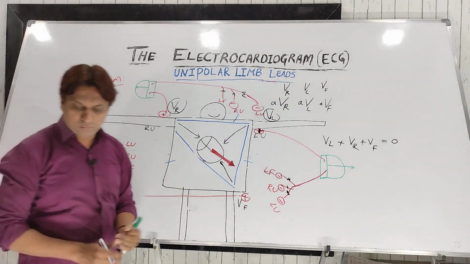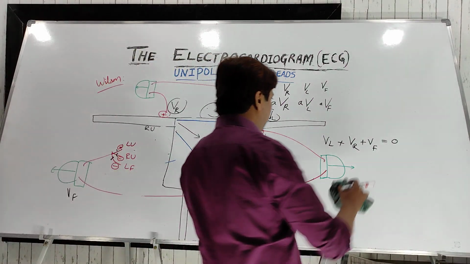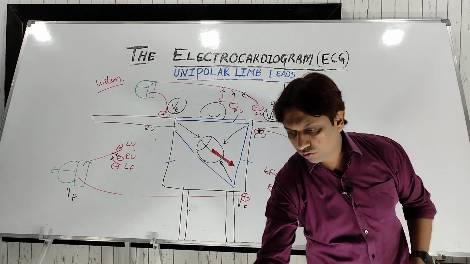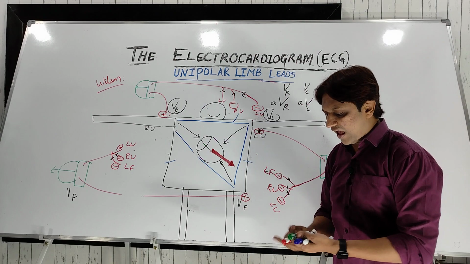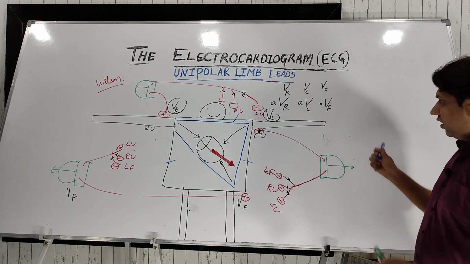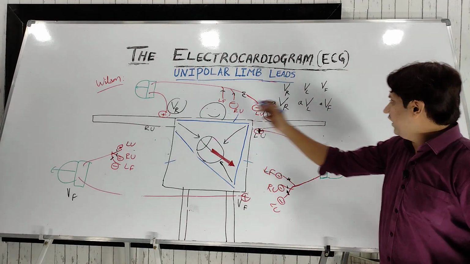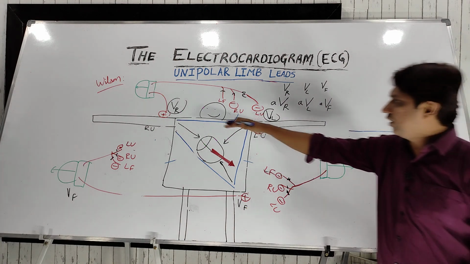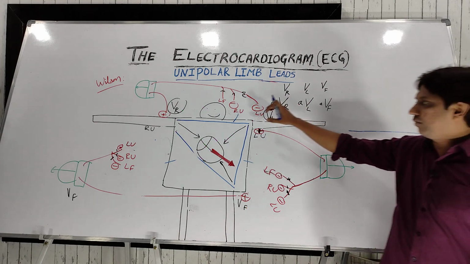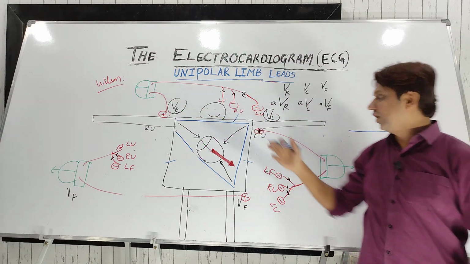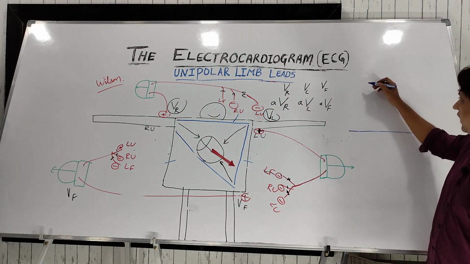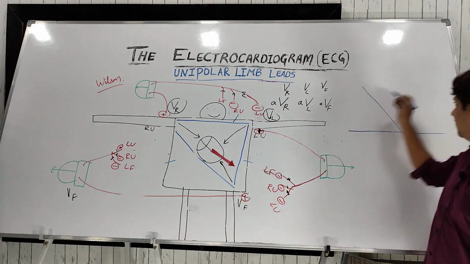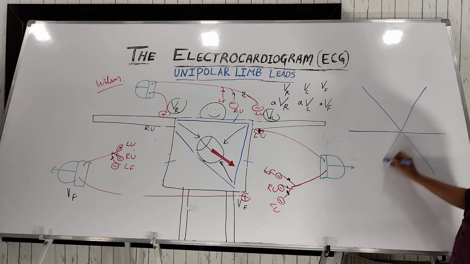To make this point clearer, remember the axis of the lead is different from the axis of the heart. If we go to Einthoven's triangle and take the axis of the bipolar limb leads, limb lead 1 will be drawn straight like this, because it records electrical activity from the positive to the negative end. Limb lead 2, the electrical activity is like this, and limb lead 3 will be like this.